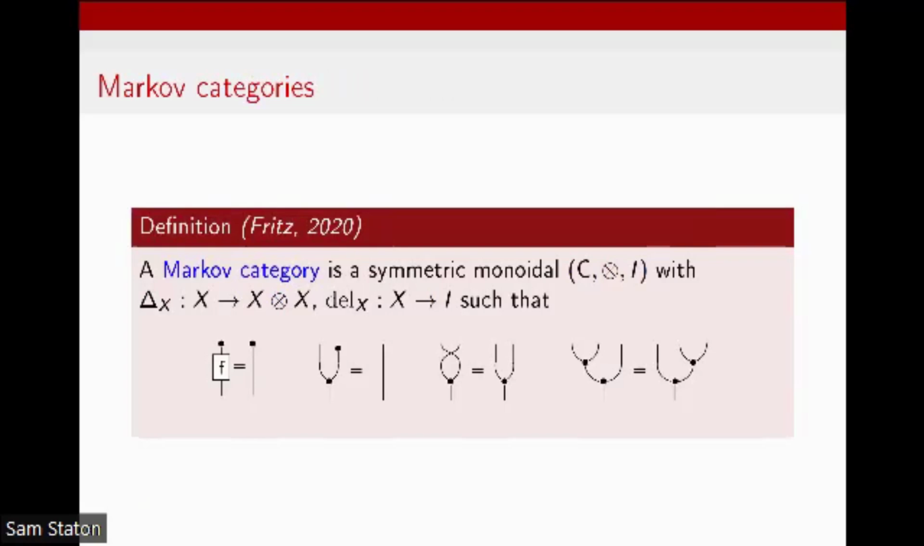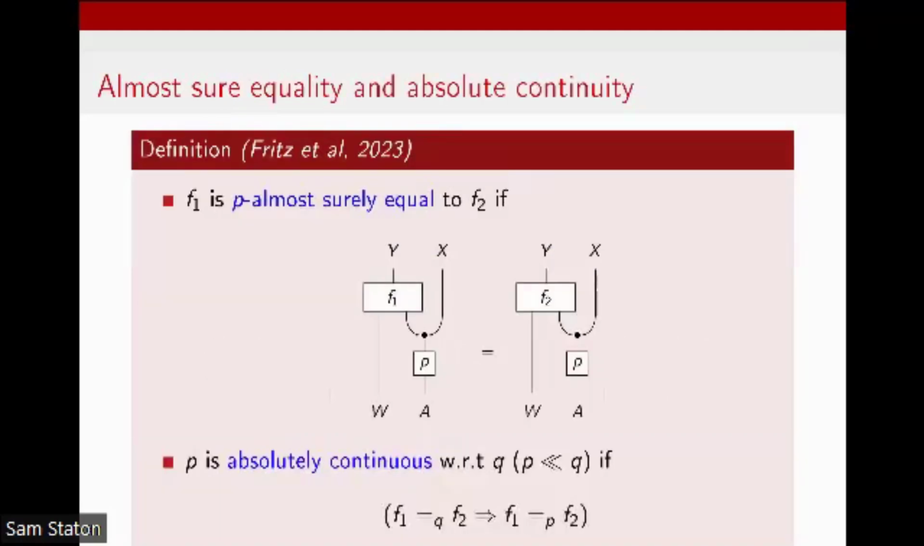A Markov category is a symmetric monoidal category where every object is equipped with a co-commutative comonoid structure. By that I mean there's a morphism copy, or delta, which goes from X to X tensor X, and there's a discard morphism, which goes from X to the tensor unit, such that all the co-commutative comonoid equations are satisfied. These are these three, and the discard map is natural. That implies that the tensor unit in Markov categories is a final object. So this is the setting that we are working in.